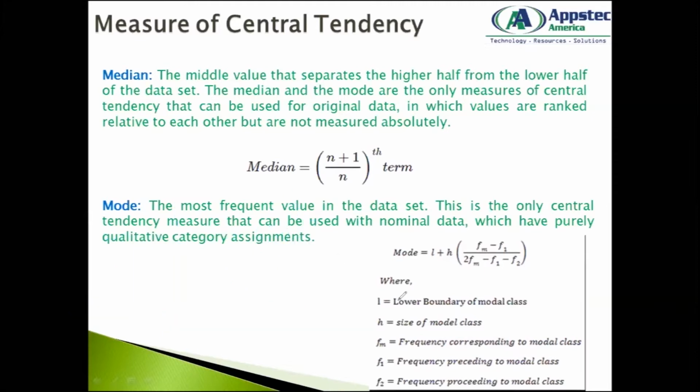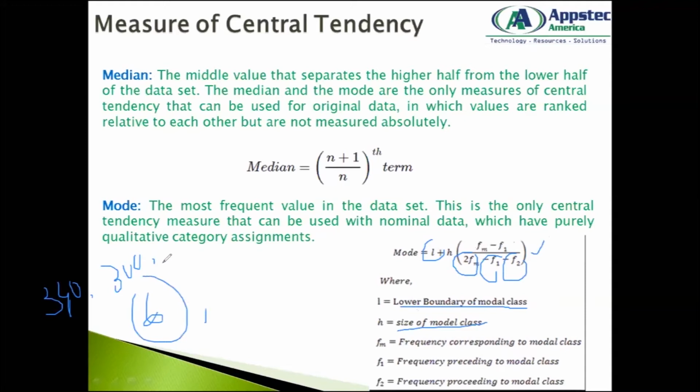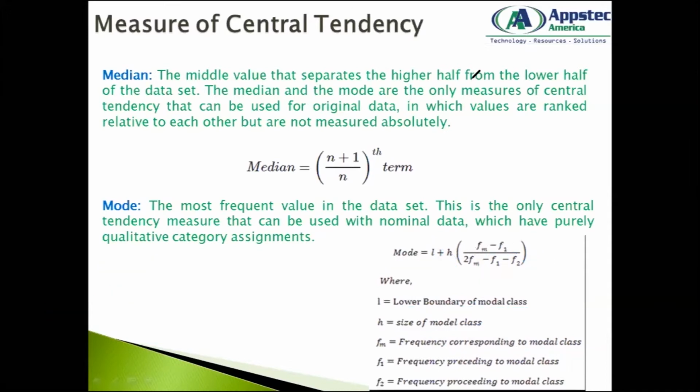If I quickly look into the formula of mode, it says L plus H times (Fm minus F1) divided by (2Fm minus F1 minus F2). What are these? L stands for the lower boundary of the modal class, like 340 here. H is the size of the class, so it might be 6 or 7. Fm is the frequency corresponding to the modal class. It's a little complicated statistically, so we don't want to get there, but you can know the formula. We will see how to calculate it in Python. It's pretty easy, and we don't have to know the backend formula.